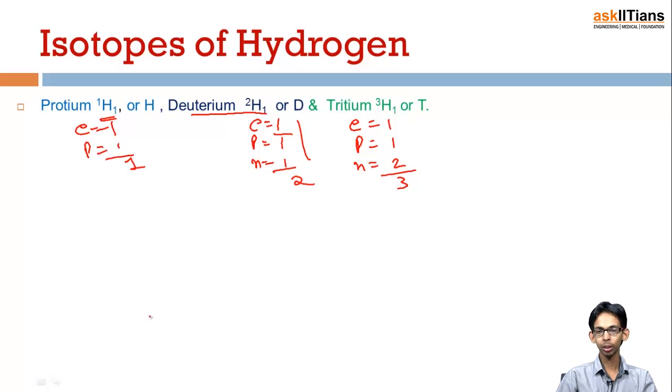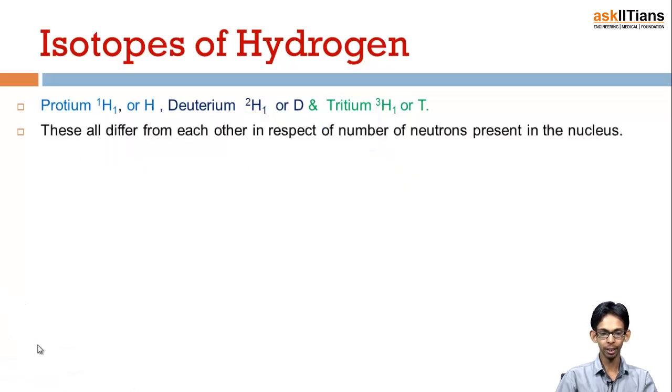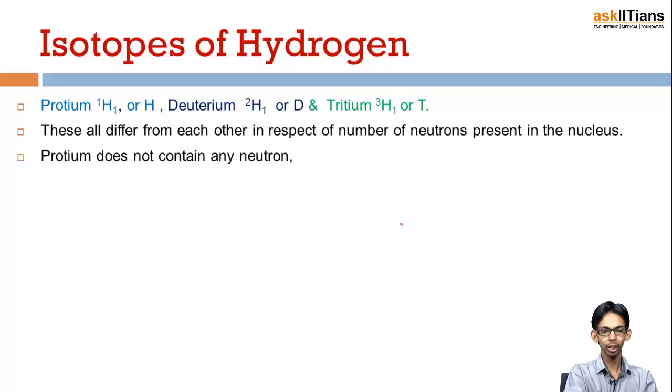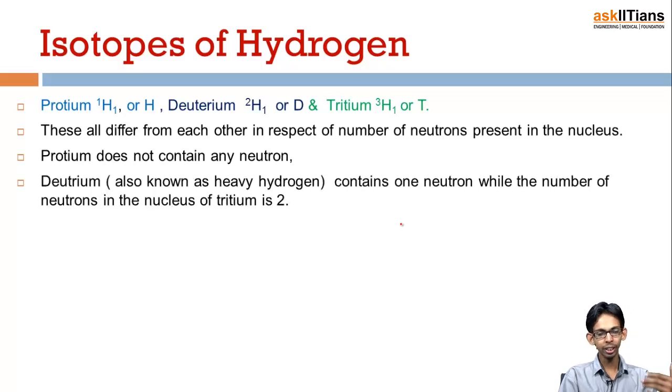So there are 3 isotopes of hydrogen: protium, deuterium and tritium. These all differ from each other in the number of neutrons present in the nucleus. Protium does not contain any neutron. Deuterium, also known as heavy hydrogen, contains 1 neutron, while in tritium the number of neutrons in the nucleus is 2.